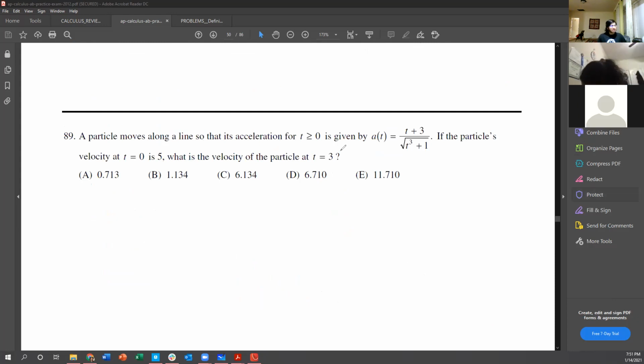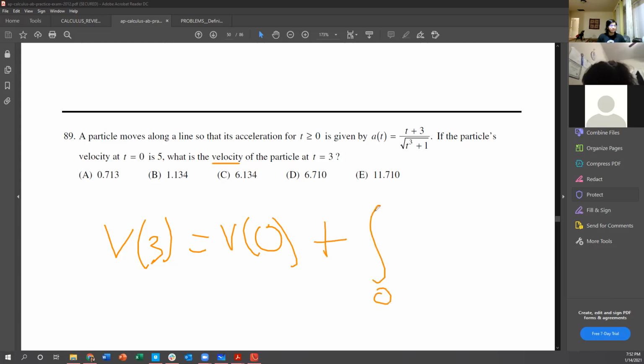A particle moves along a line, so its acceleration is given by the function in the problem. Particle's velocity is t. Okay, so this is a. How would we do this? Does someone want to try this? We did a problem earlier, similar to this one. Okay, I'll do it. To find velocity at 3, this is just an integral problem, net change, right? So we find v of 0 first, it's given to us, and then we add the net change from 0 to 5 of acceleration, dt. V of 0 is 5.